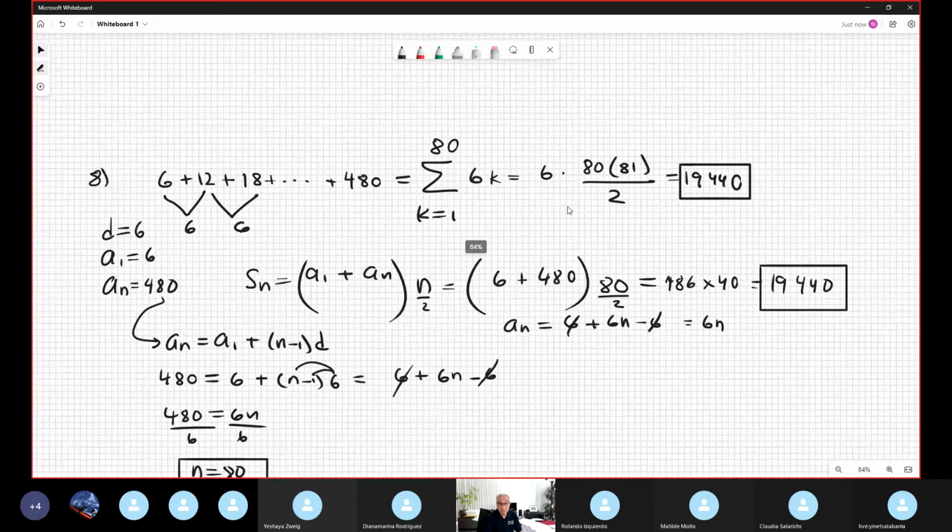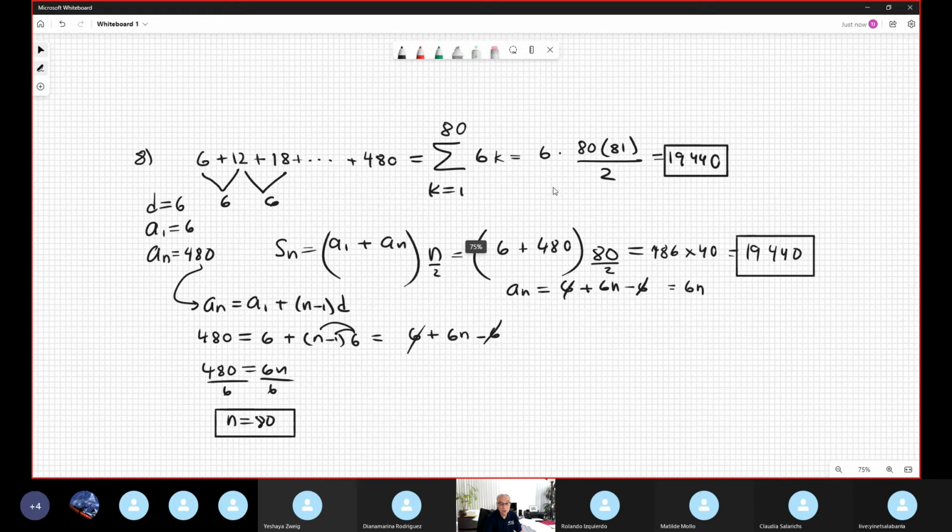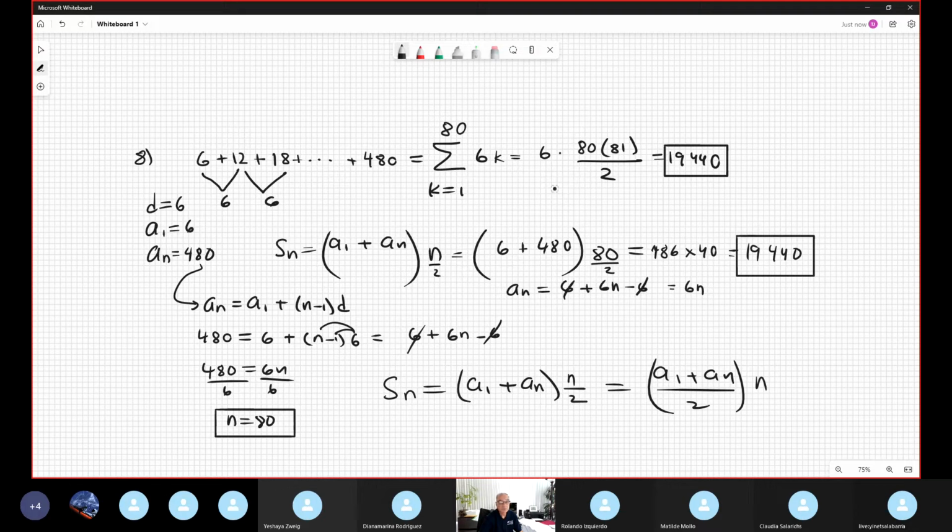Either way, using summation notation, we can do that. Or using the specific formula for the summation of an arithmetic sequence, which is super easy in my opinion: you add the first guy and the last guy, and multiply by n over 2. Or either way, you find the average between these quantities and multiply by n. Same answer. Any questions? No questions. Okay.